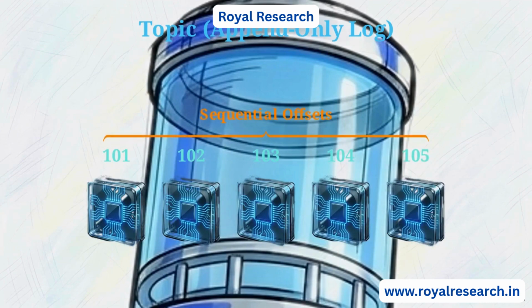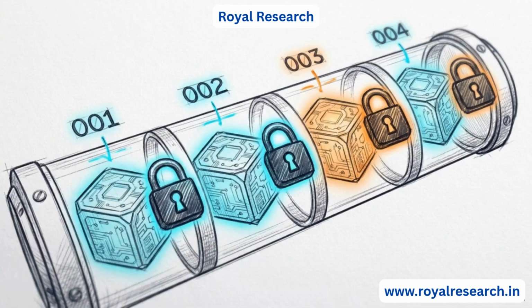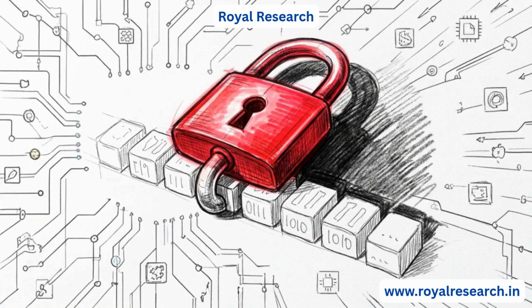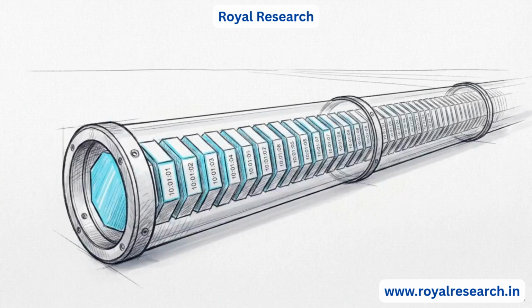The moment a piece of data locks into that log, it is assigned a unique sequential ID, which Kafka refers to as its offset. This offset enforces strict immutability. Once a record is written to a topic and given its offset, it becomes a permanent part of the history. It can never be altered, updated, or overwritten.